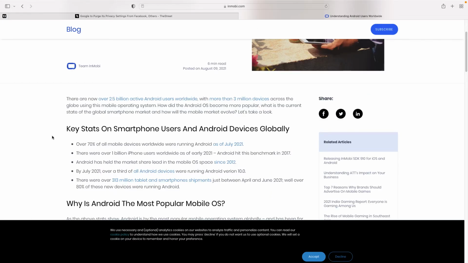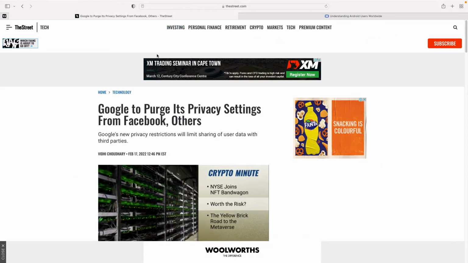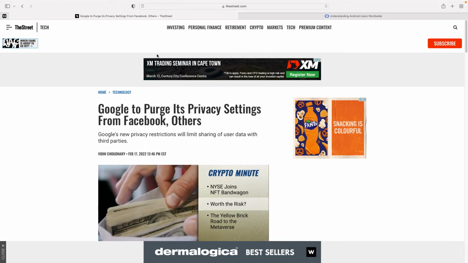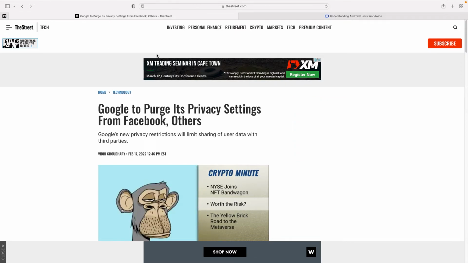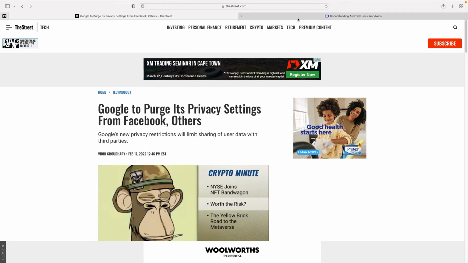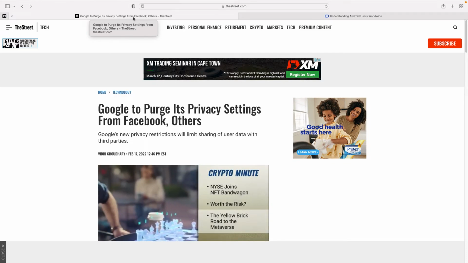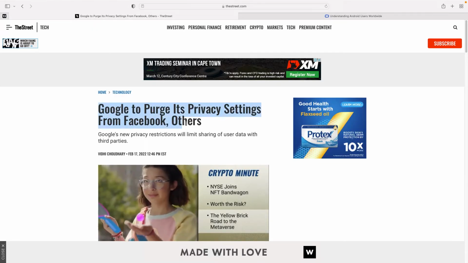Now, if you look at this article over here, this gives us the key stats in terms of how many users there are in each category. And you can see over 70% of all mobile devices worldwide were running on Android as of July 2021. It could be even more. So let's say the 30% is running off Apple devices. If 30% could send Facebook down 26%, what do you think 70% is going to do once Google starts introducing this new law?